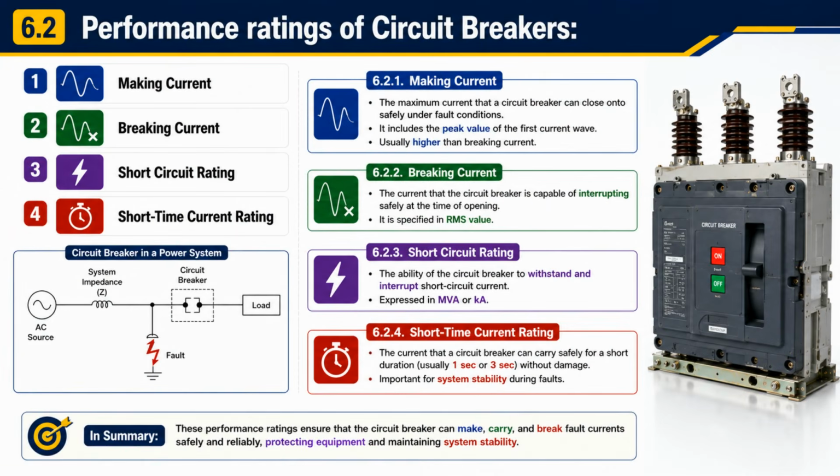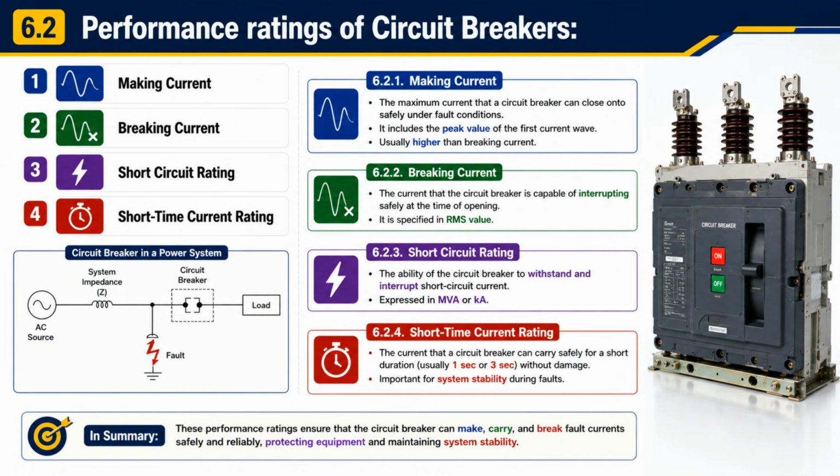Conclusion. Performance ratings of circuit breakers, pointwise. 1. Making current. Making current is the maximum current that a circuit breaker can safely close onto during a fault. It includes the peak value of the first current wave. It is usually higher than the breaking current.